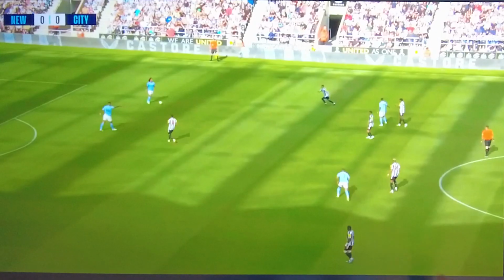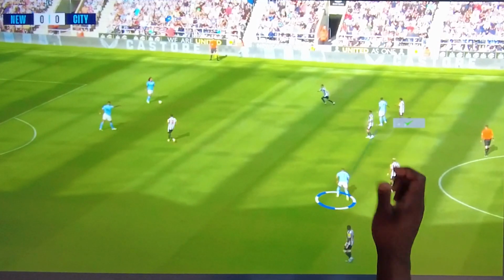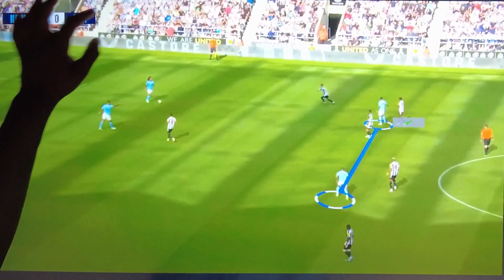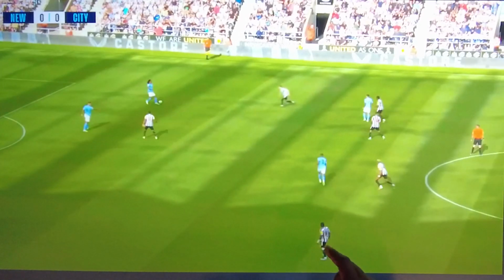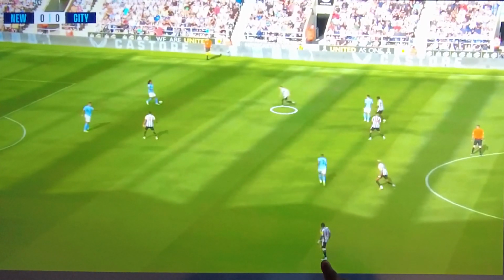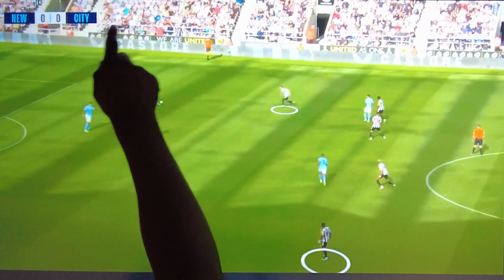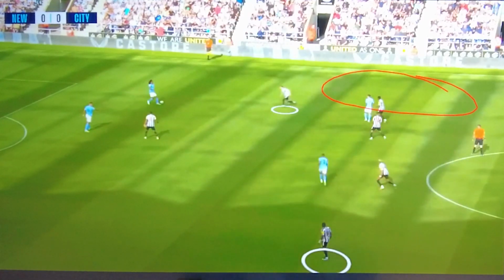So in the situation, as you can see, Walker and Cancelo are playing as the pivots, as Rodri happens to have dropped deep to help create the overload. And like many teams, the Newcastle wingers are playing quite narrow, which creates space in this region.